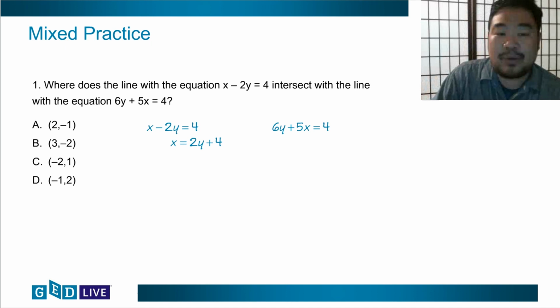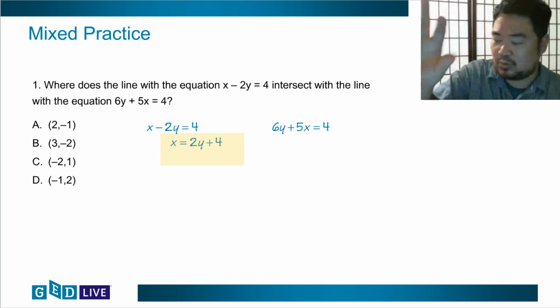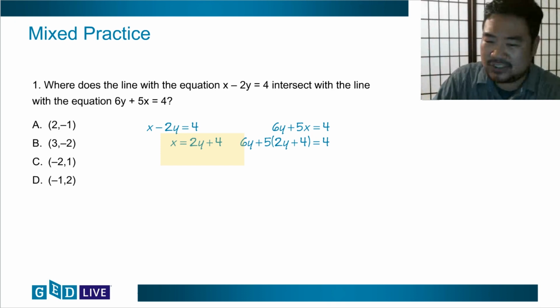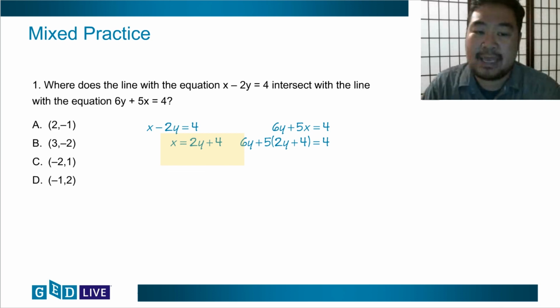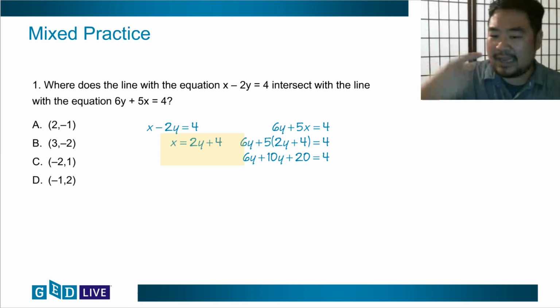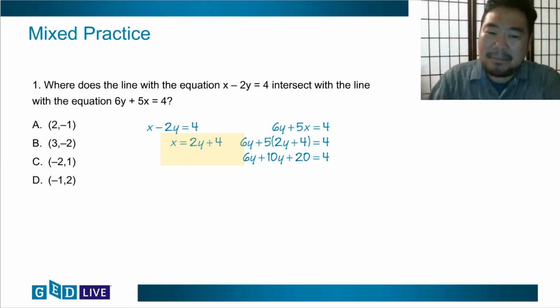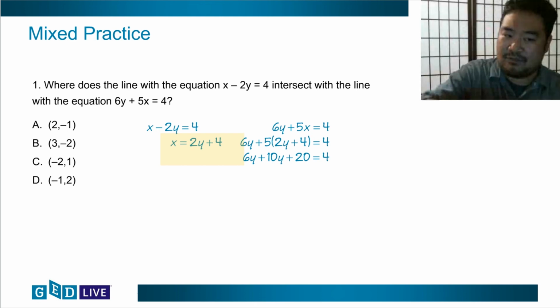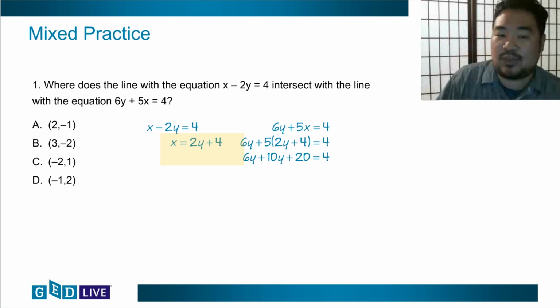In this case, we can use substitution by moving the negative 2y over to the other side. We have x is equal to 2y plus 4. Once we have isolated one of those variables, we can substitute that into the other equation: 6y plus 5 times (2y plus 4) is equal to 4. Then we multiply those terms out. If you haven't put your answer into the poll, that's okay, but go ahead and type into the chat the result that you get for y. Before you go any further, just give me the result that you get for y.